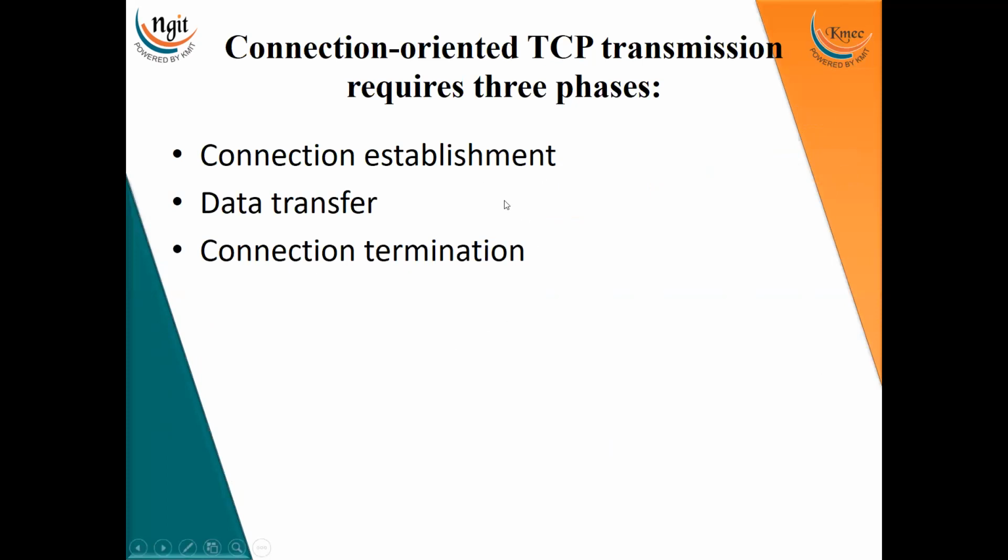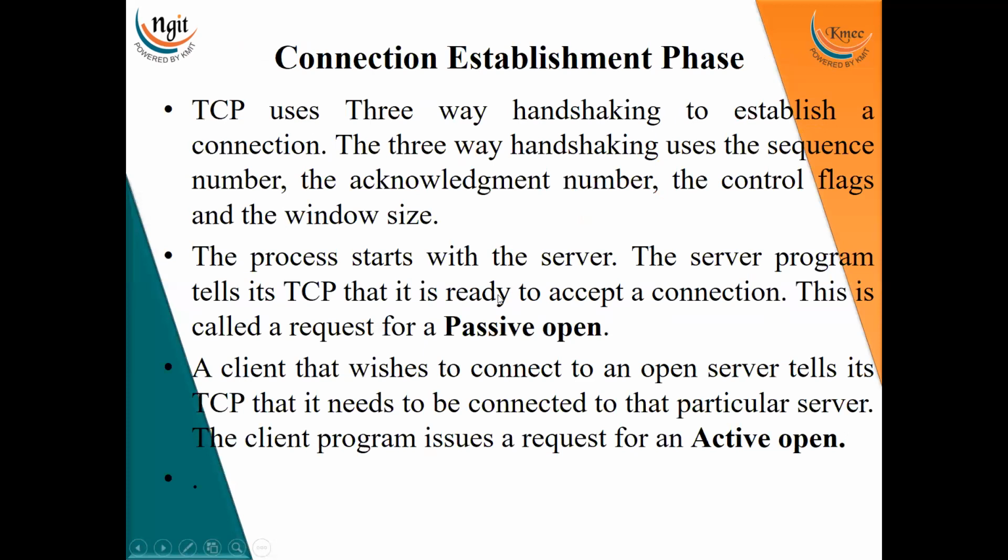One is the connection establishment, then the data transmission, then the termination of the connection between the client and server. The first is the connection establishment phase. TCP uses a three-way handshaking to establish a connection. The three-way handshaking uses a sequence number, acknowledgement number, as well as the control flags and the window size.